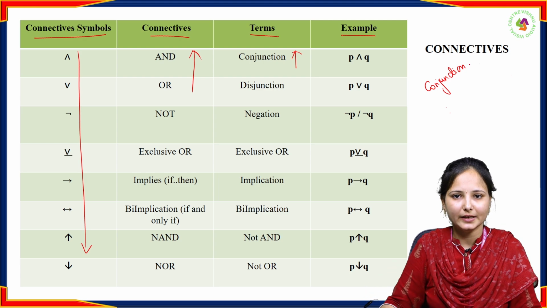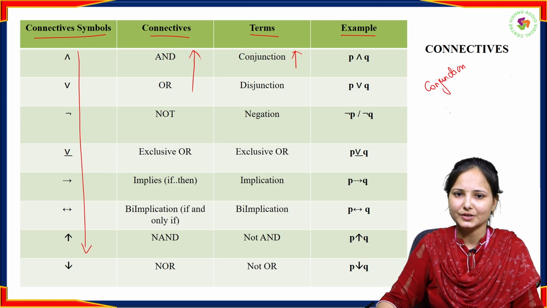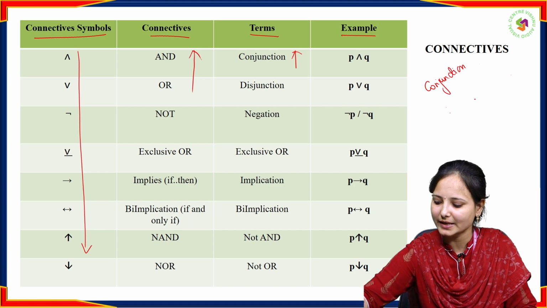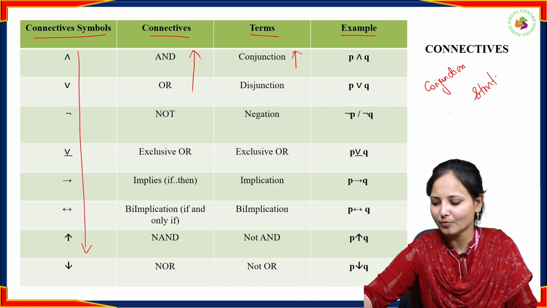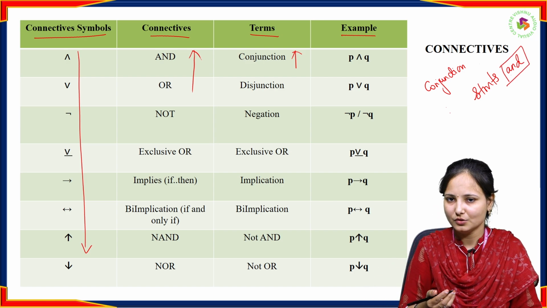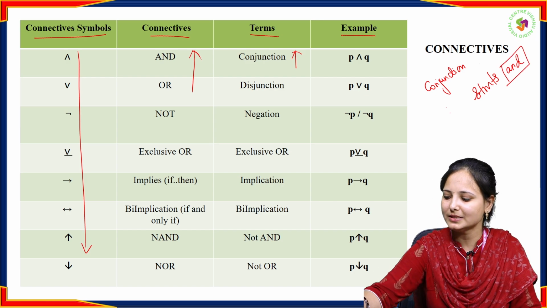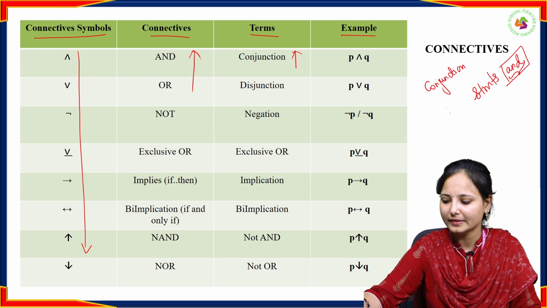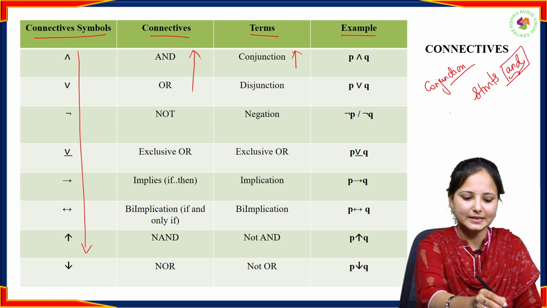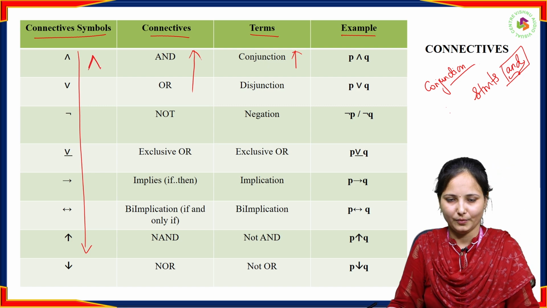In general, in English, what is meant by conjunction? Conjunction is nothing but combining two elements or more than two statements using the word "and". When you are combining two or more statements using the word "and", then it is known as a conjunction of statements. Here we are representing the symbol with a down arrow.